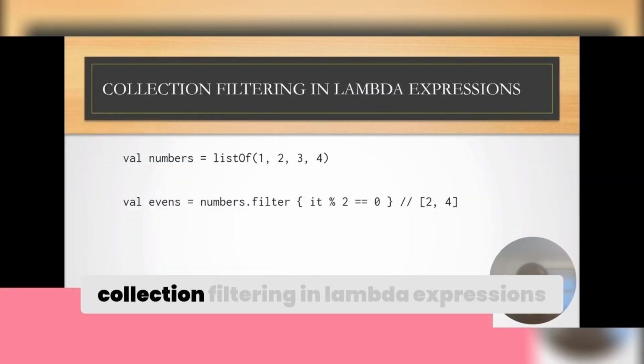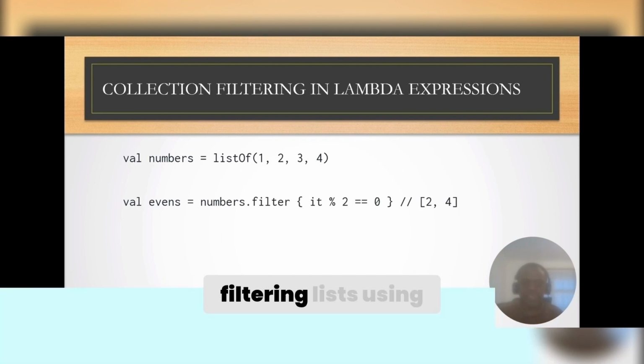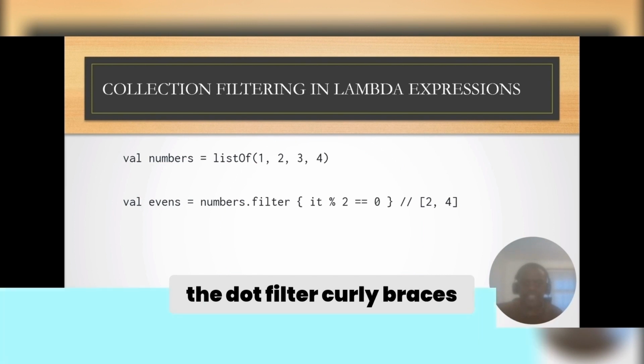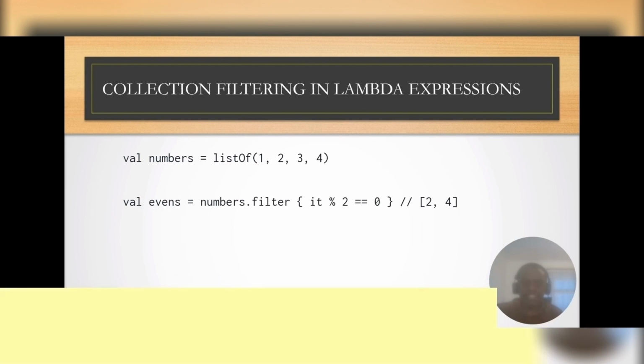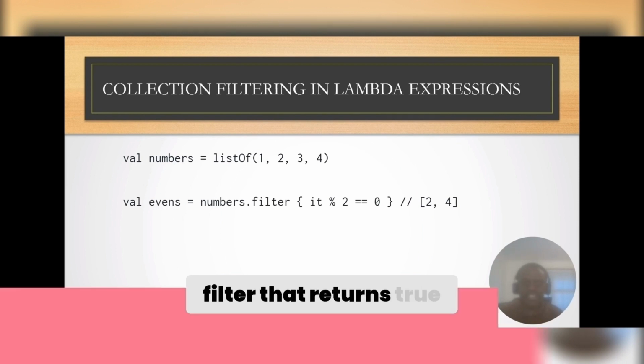How to use collection filtering in Lambda expressions in Kotlin. Example: a very popular example is filtering lists using the .filter curly braces standard library function. You pass a predicate Lambda to filter that returns true or false to select elements. Here's an example on screen.